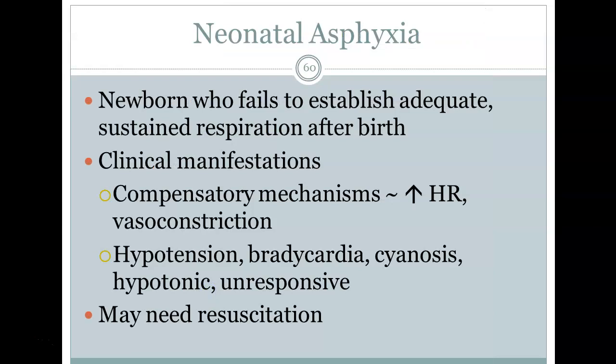Another condition is neonatal asphyxia. This is newborns who fail to establish or sustain adequate respiration after birth. Clinical manifestations can come from compensatory mechanisms like an increased heart rate or vasoconstriction. Hypotension, bradycardia, cyanosis, hypotonia, and unresponsiveness can occur, and these babies may require resuscitation.